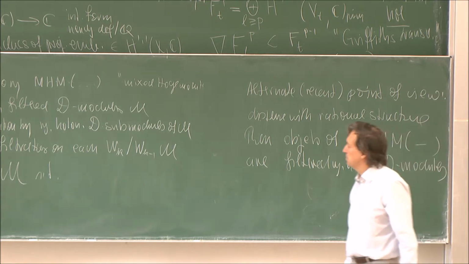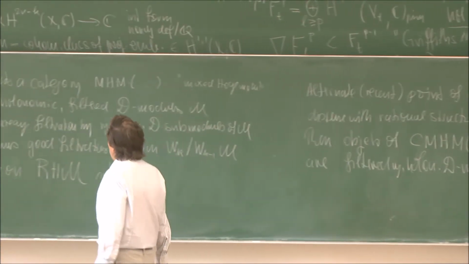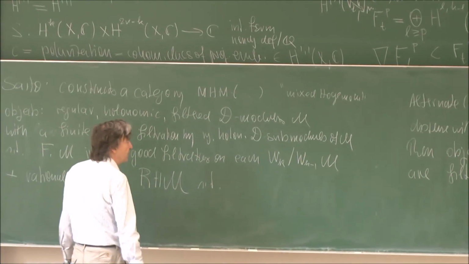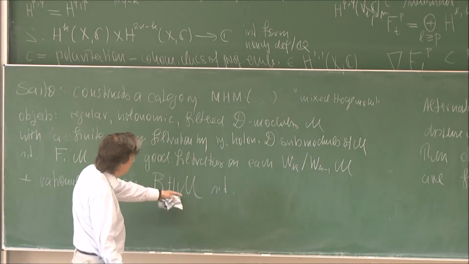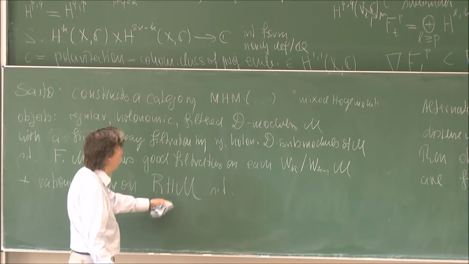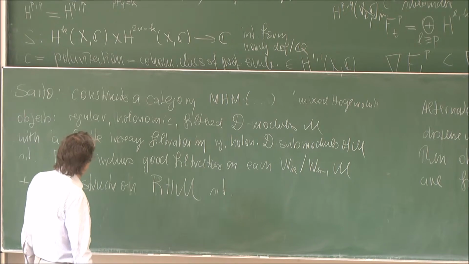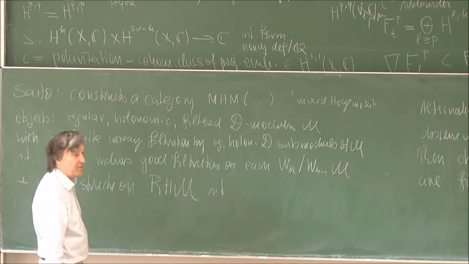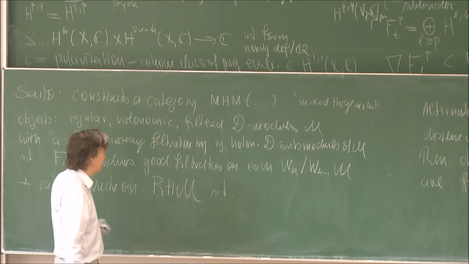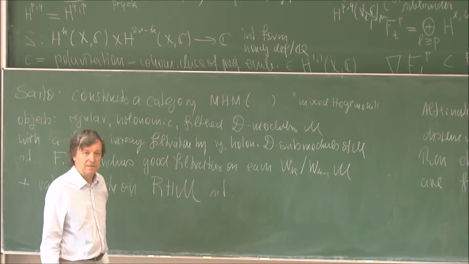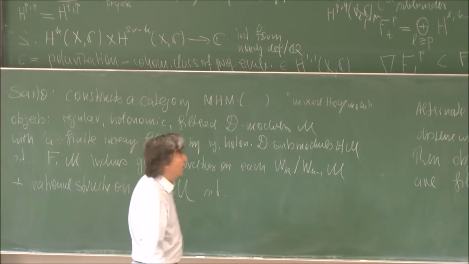And so there is no reason to look at the Riemann-Hilbert correspondence, because the only role it played was to make sense of the rational structure. And if I don't have a rational structure, then I can just erase it.